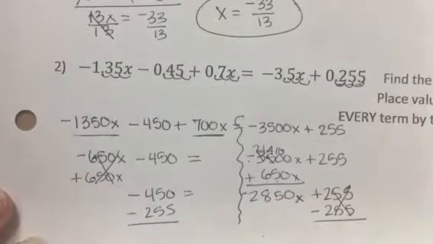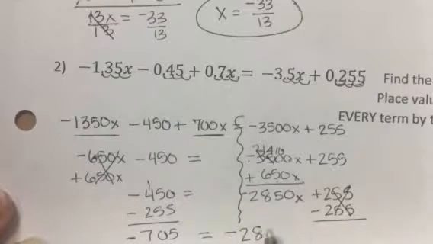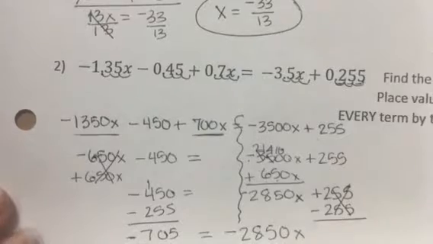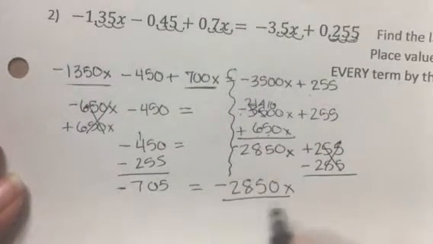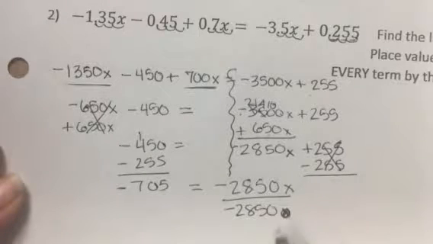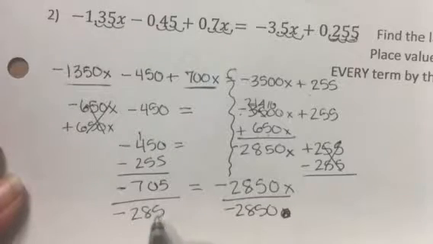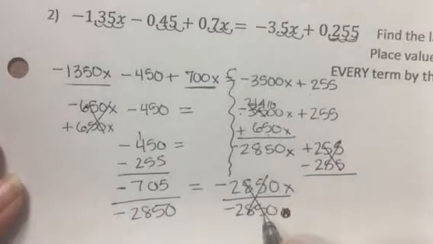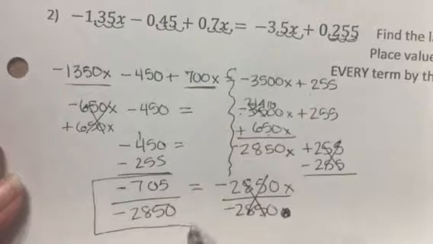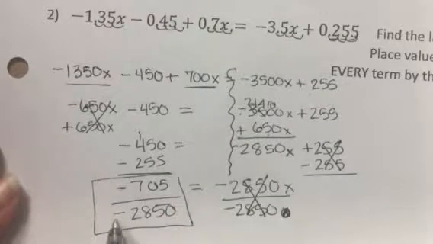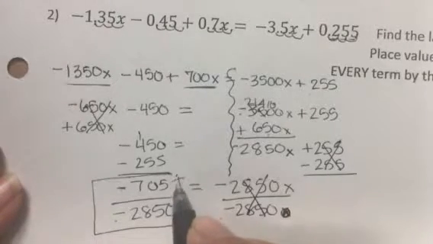When I do that, I have 5, 10, 7. Negative 705 equals negative 2,850x. Okay, so now we're going to divide both sides by negative 2,850. Sorry, not the x. 2,850 divided by negative 2,850. So I'm looking at this right here. First of all, I know a negative divided by a negative is a positive, but this can also be divided by 5.